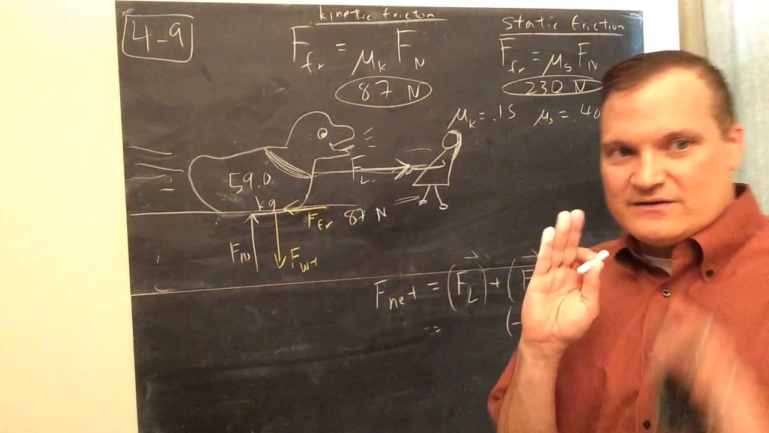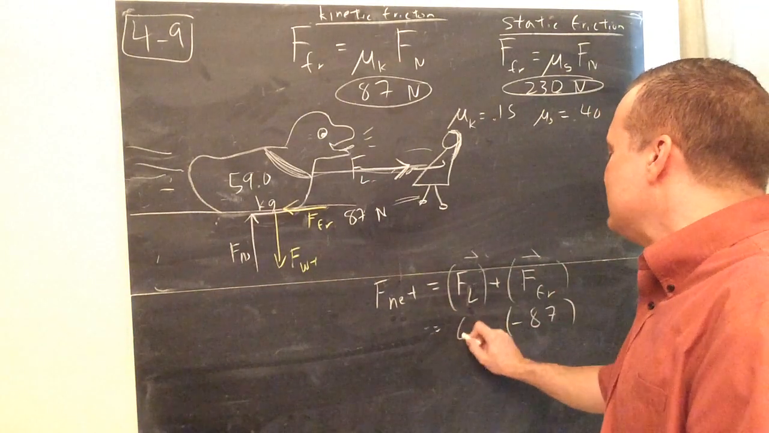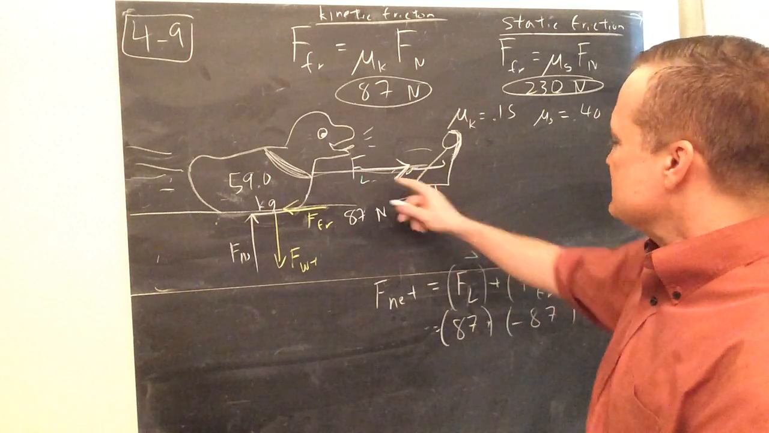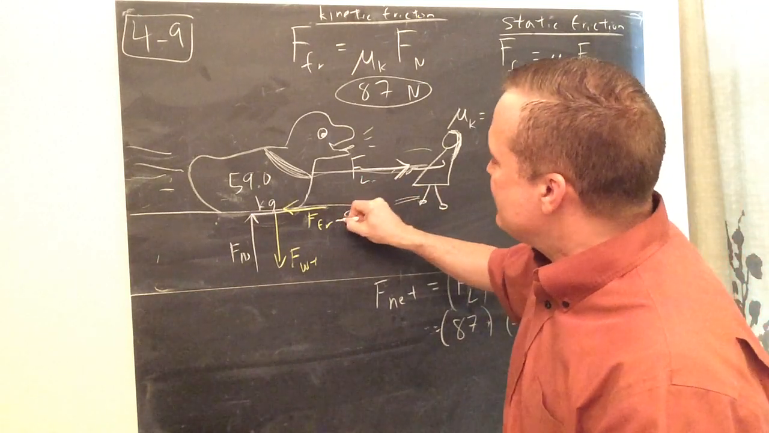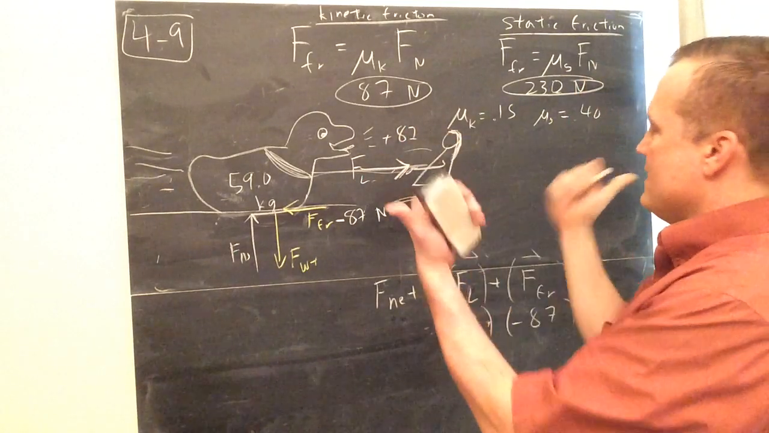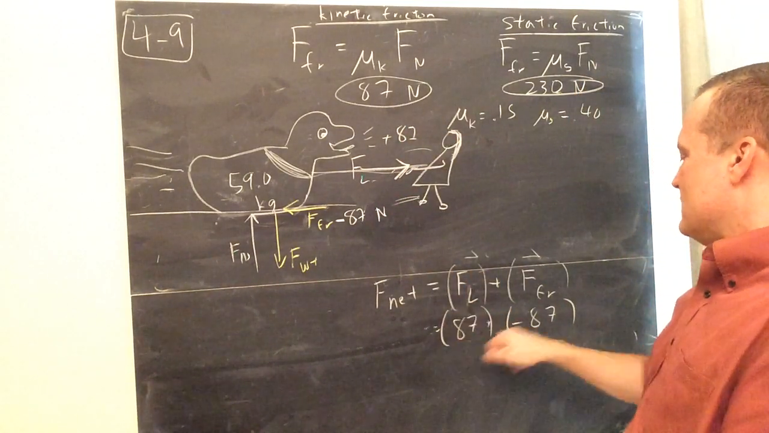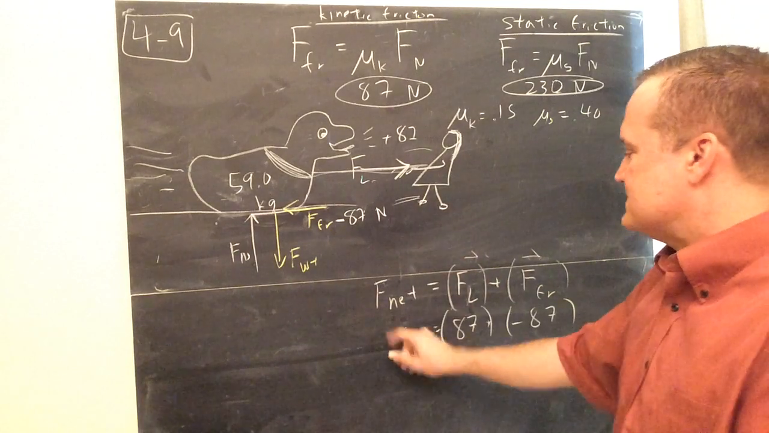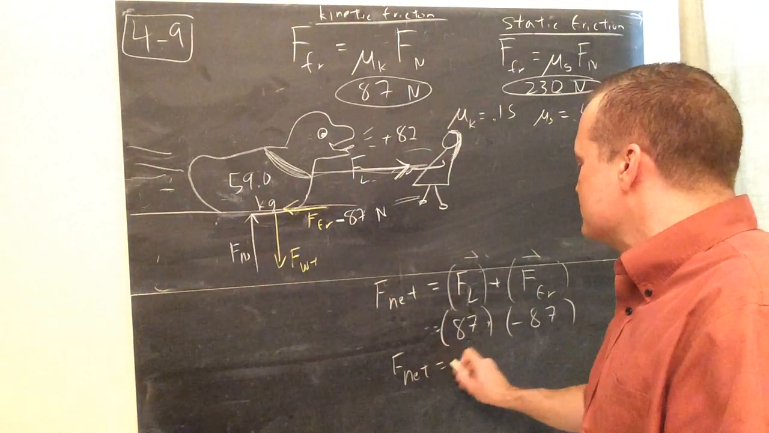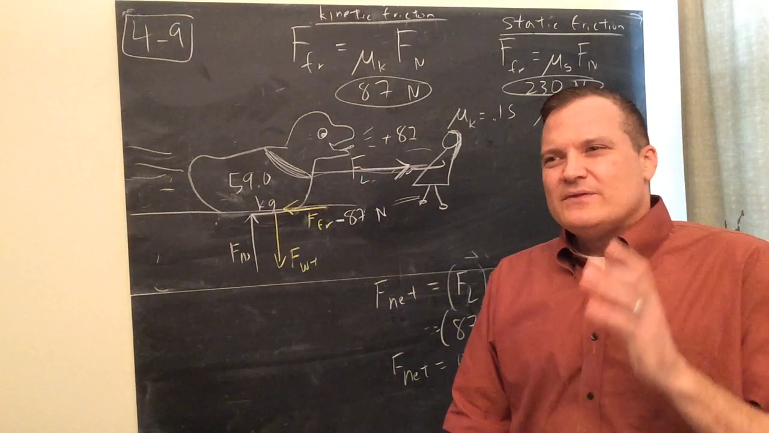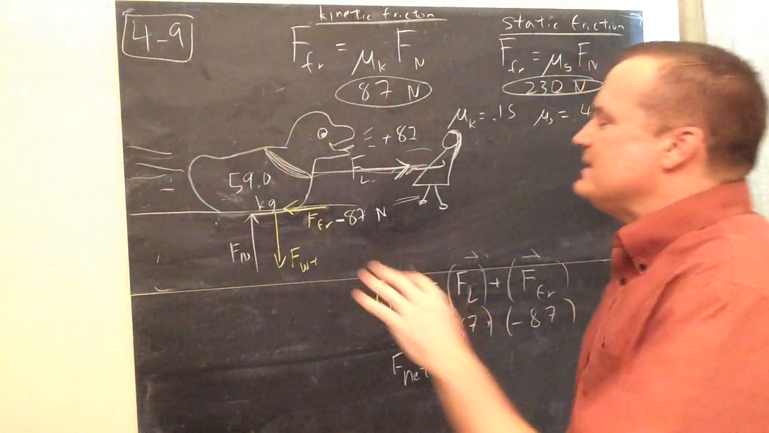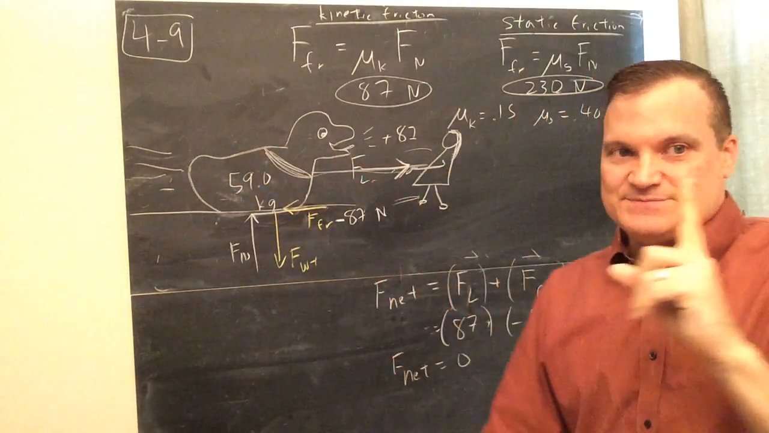And here's the thing, two scenarios. If Lily is pulling at positive 87, so she's pulling 87 this way, friction is negative 87, then there will be zero net force. Notice that. The net force, does that fit? Yeah. The net force is 0. Well, if the net force is 0, that doesn't mean it stopped. It just means it'll keep moving at a constant speed.